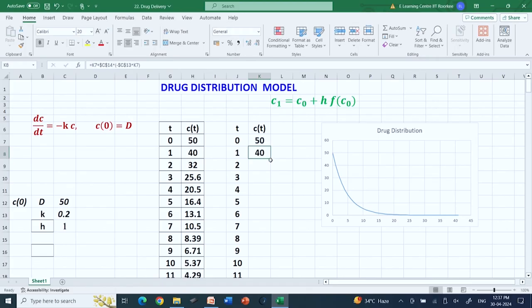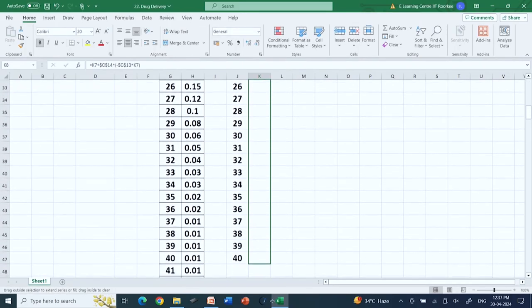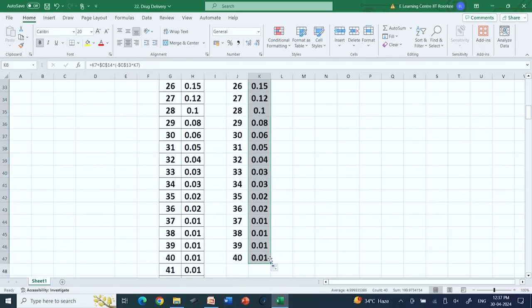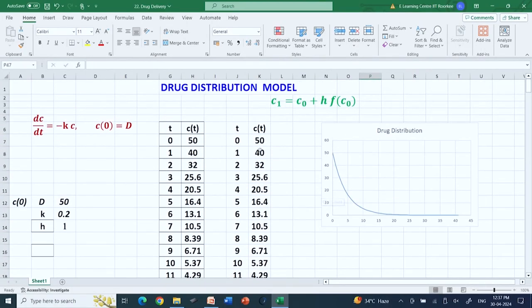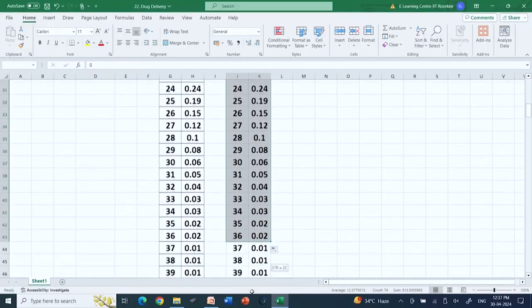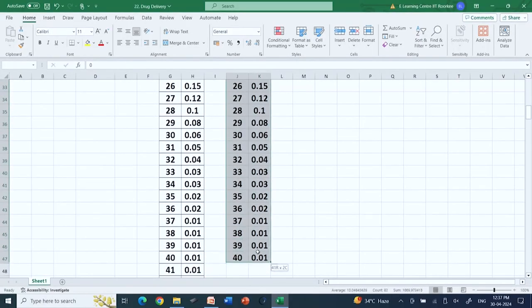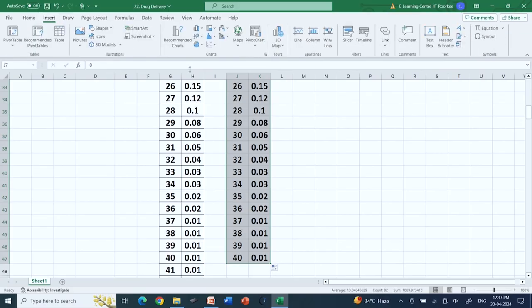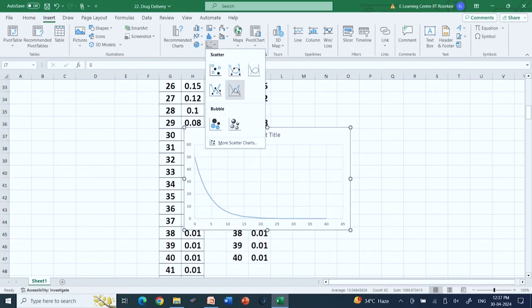So, this I drag till the next 40 values and I get the values. Now, I want to plot it. So, I highlight this. I go to insert, I go to the scattered diagram and I choose this.